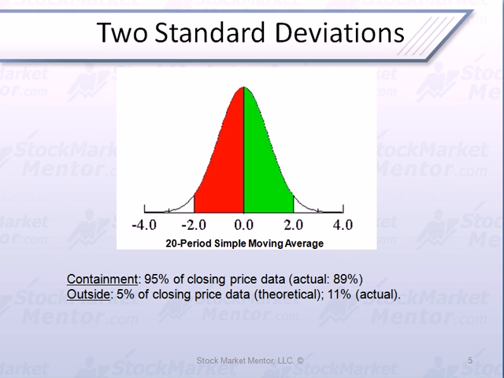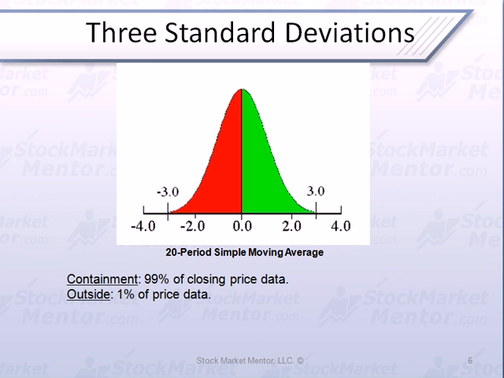Now, if we go out to three standard deviations, and this is a whole different trading methodology that I talk about at Stock Market Mentor sometimes, and certainly in my live workshops. When you've got these Bollinger Bands that are really wide, three standard deviations, they contain 99% of the closing price data. Only 1%, one out of every 100 days statistically, is going to be outside the bands.